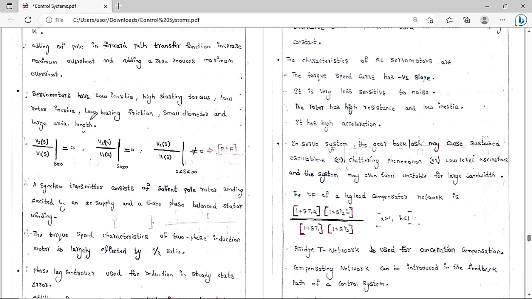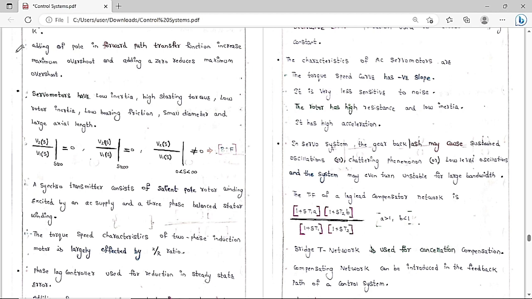The X/R ratio of the servo motor is always lesser when compared to the X/R ratio of the normal induction motor. The X/R ratio of the normal induction motor is higher than that of the servo motor, because you can see the graph of torque versus speed for the normal induction motor is a very big size when compared to the servo motor. Therefore, servo motors have low inertia, which means low weight. It has a high starting torque and also very small diameter but very large axial length.